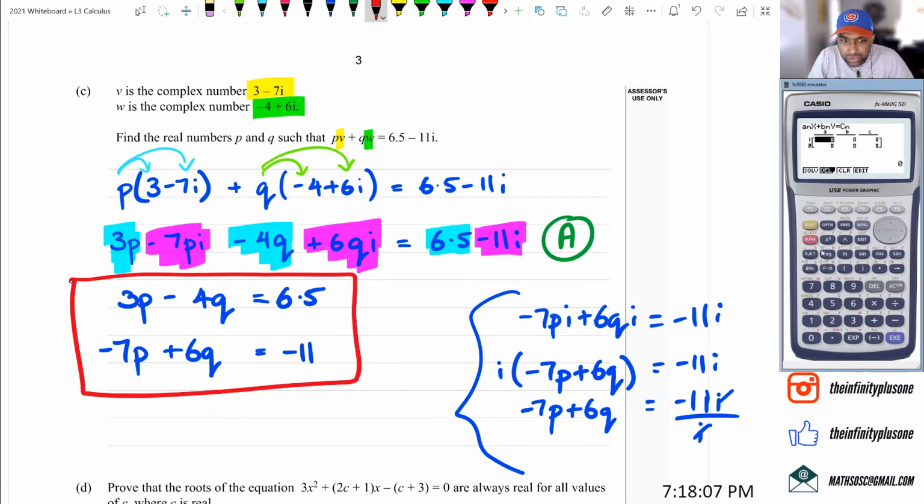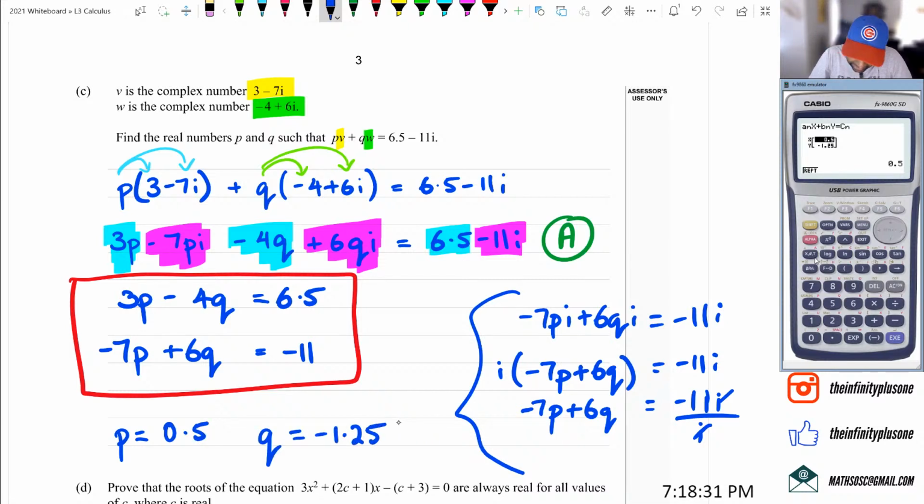So the number of unknowns is 2, so we're going to put in 3, negative 4, 6.5, and then negative 7, 6, and negative 11. Putting those in, I'm going to get my values. The first value is p, so p is equal to 0.5, and q is equal to negative 1.25. And this right there is going to get you, I think when I look back at these types of questions, a simple little merit question compared to some of the ones we're going to face later on.